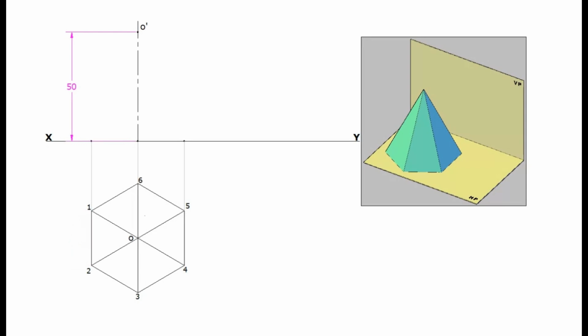Make sure that all the projection lines are drawn light. Even the object lines can be drawn as light lines initially, then drawn dark at the end. This will be helpful to make any modifications, if at all required. These base corners of elevation, on the XY line, are 1', 2', 3', 4', 5', and 6'. Join all these base corners to the apex point O'.